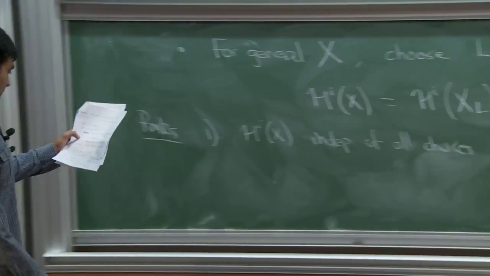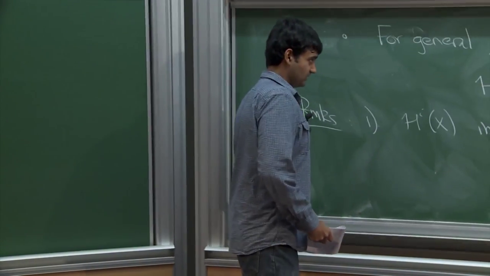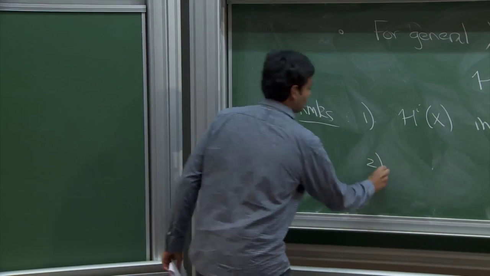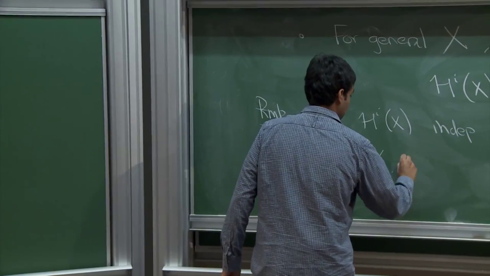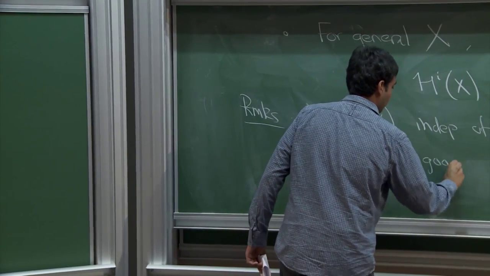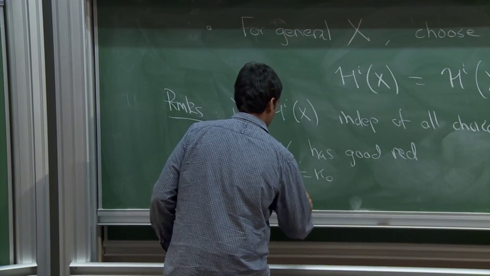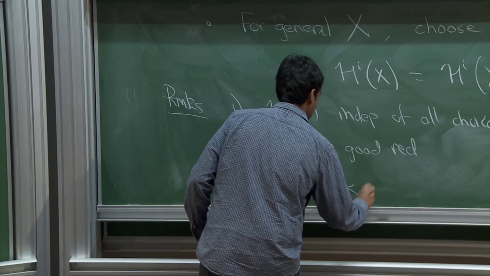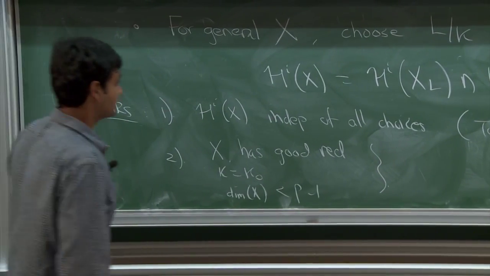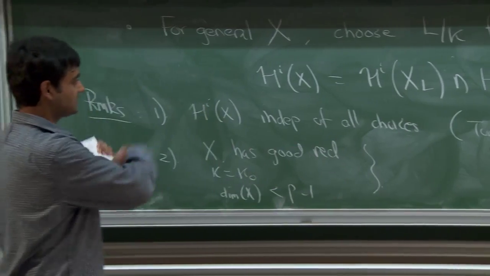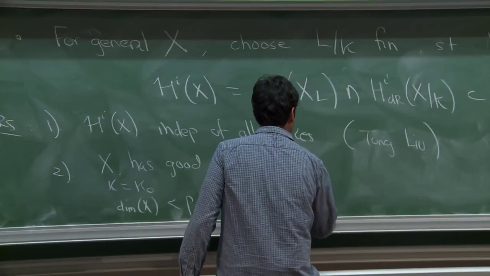So it's completely canonical. And moreover, under good conditions, it is compatible with the usual lattice, if you like. So X has good reduction, K equals K0, and the dimension of X is less than p minus 1. So you can use Fontaine-Messing arguments and some compatibilities between Kisin's theory, Breuil's theory, and Fontaine-Laffaille theory to get that this is the usual lattice.